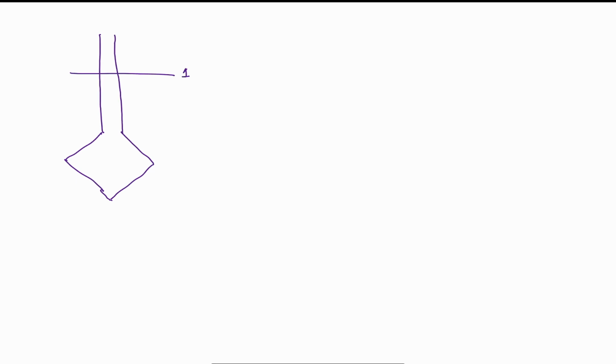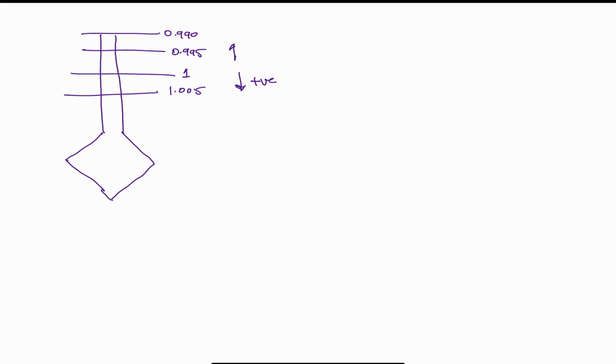So let us see how a hydrometer looks like. A hydrometer is like this, and here is some bulb, and we should note the readings. The reading is like this. If here is 1, then here will be 0.995, here will be 0.990, and here will be 1.005. So they increase downwards and decrease upwards. And negative sign denotes it's decreasing. I'll remove it and say decrease, increase.